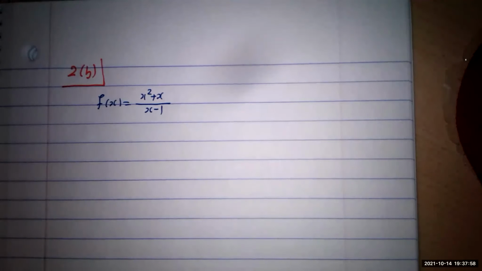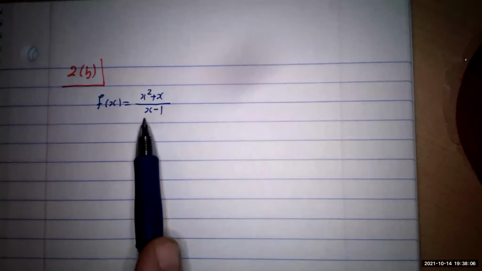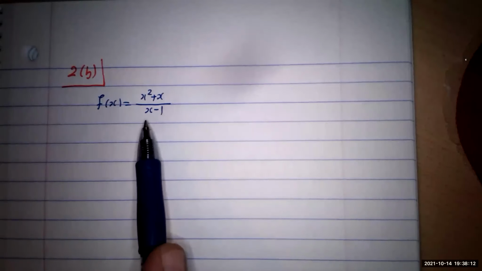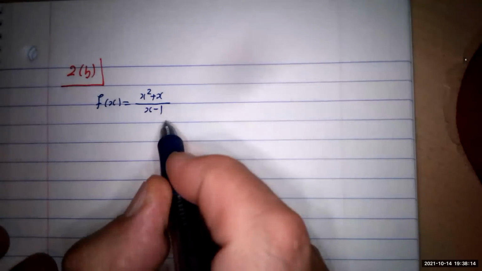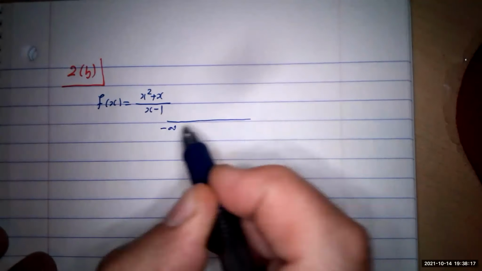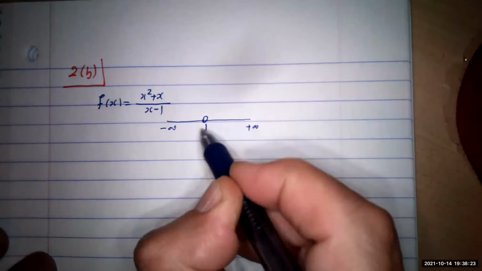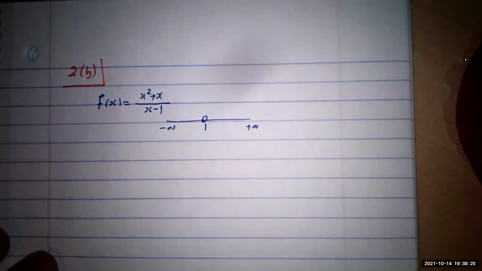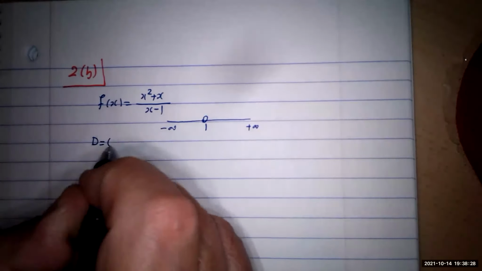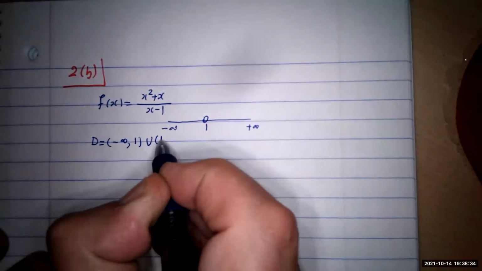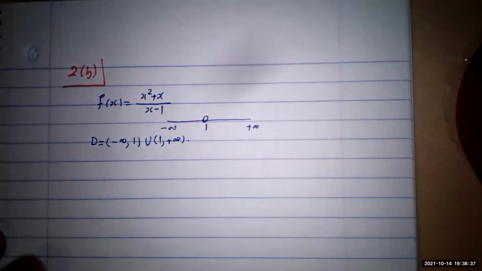Okay, domain first. You know that it's a rational function. It's going to be undefined for a value of x that makes the denominator equal to 0. Denominator is x minus 1. So denominator would be 0 at x equal to 1. Remember, when we identify the domain, this is negative infinity, and this is positive infinity, and you have the 1 here. So you have a hole, if you like. So the domain of this function is everything except positive 1. So it's going to be negative infinity to 1, union with 1 and positive infinity. That's your domain. Any question?